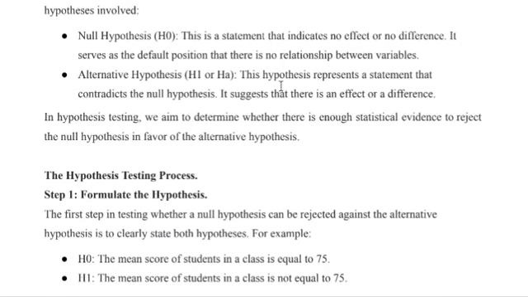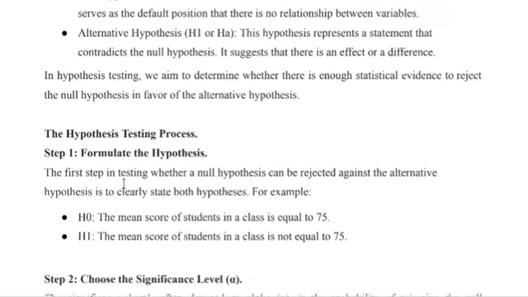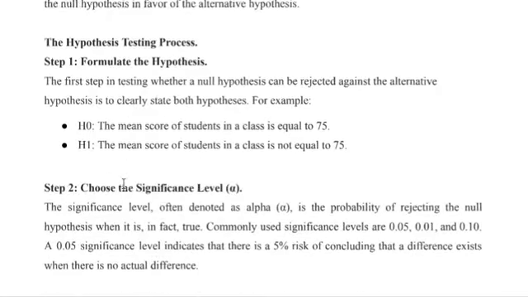Alternative hypothesis, H1 or HA. This hypothesis represents a statement that contradicts the null hypothesis. It suggests that there is an effect or a difference. In hypothesis testing, we aim to determine whether there is enough statistical evidence to reject the null hypothesis in favor of the alternative hypothesis. The hypothesis testing process.